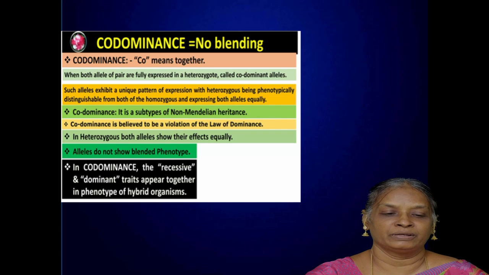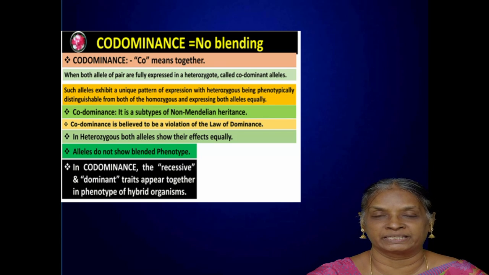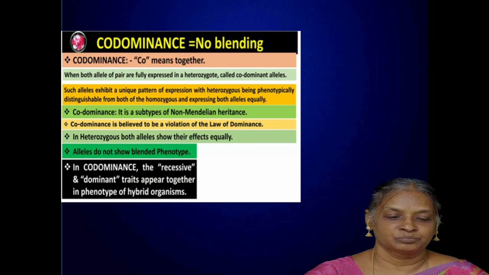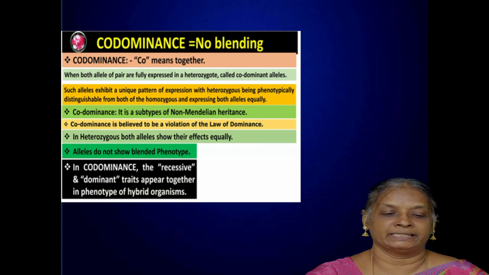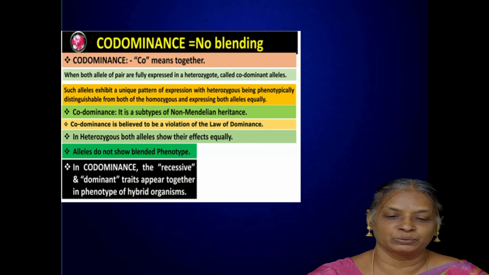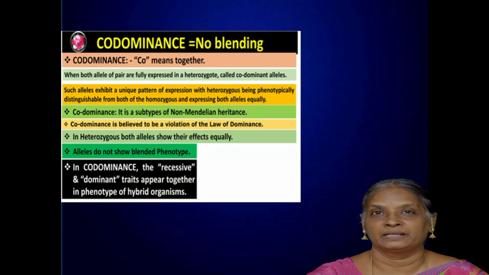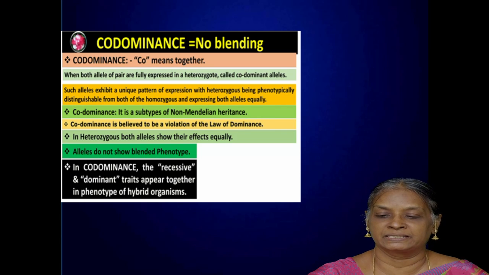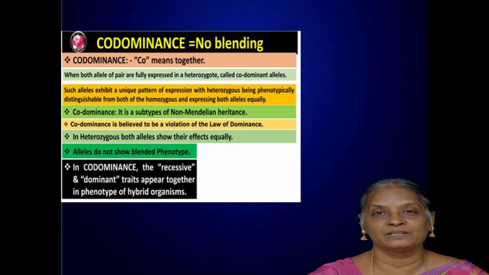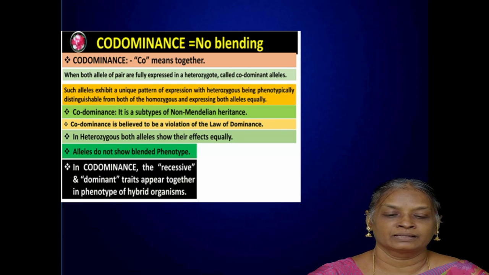Codominance: when both alleles of a pair are fully expressed in the heterozygous condition, they are called codominant alleles. Such alleles exhibit a unique pattern of expression in the heterozygote, being phenotypically distinguishable from both of the homozygotes and expressing both alleles equally. It is a subtype of non-Mendelian inheritance.